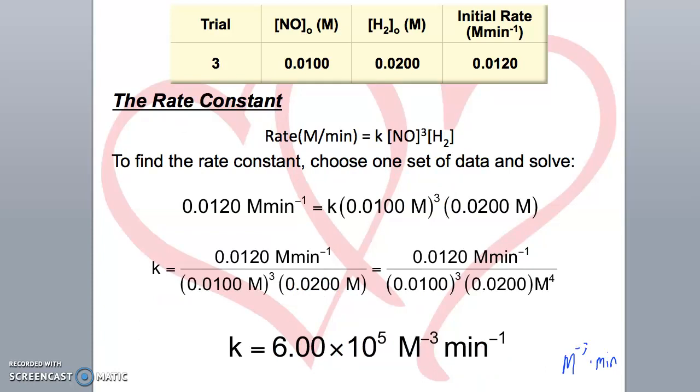Now that we have the rate law, we can take any experiment and enter the values into the rate law to solve for a numerical value of k. In this case, we chose trial 3.